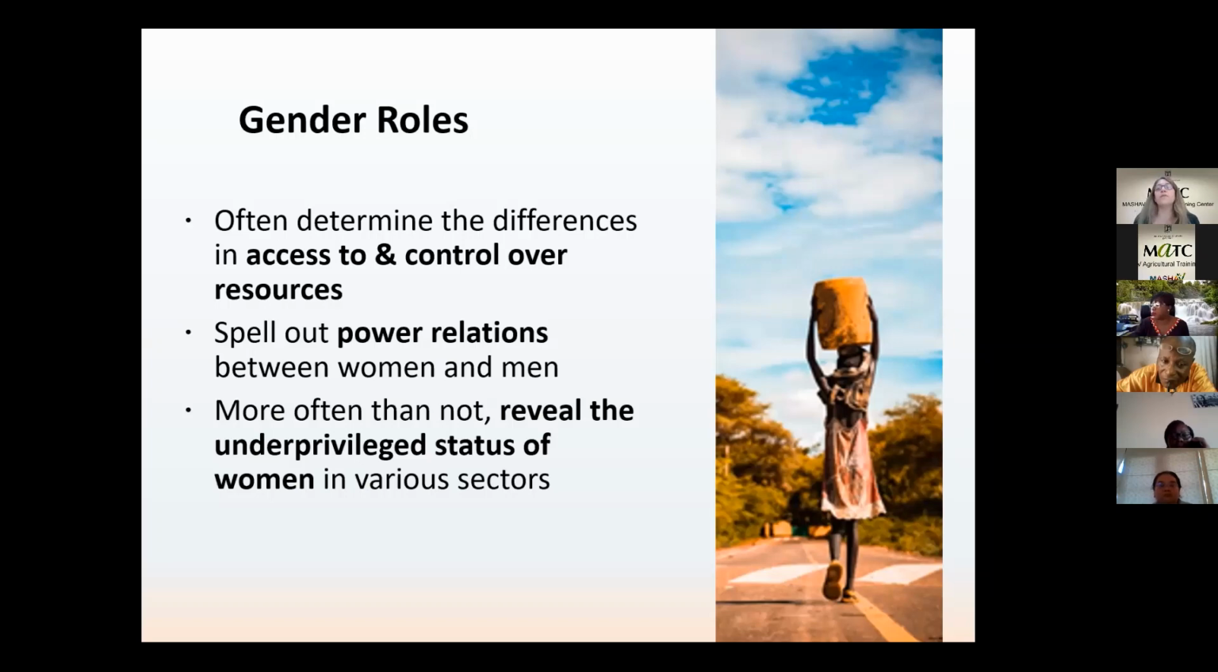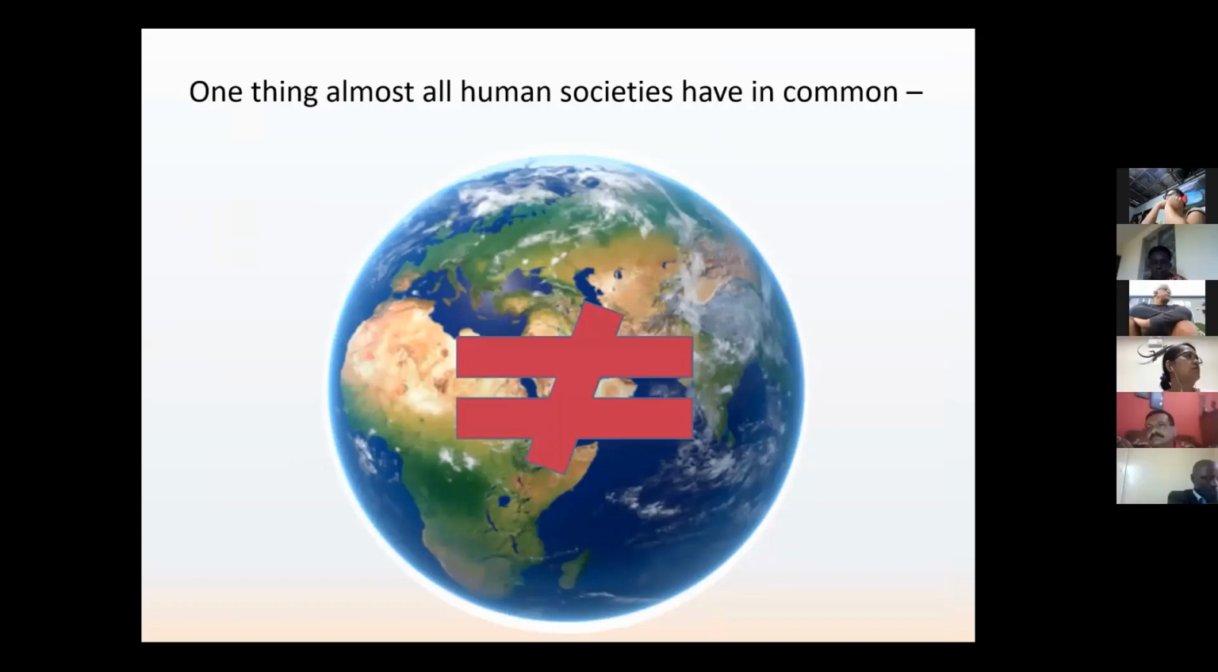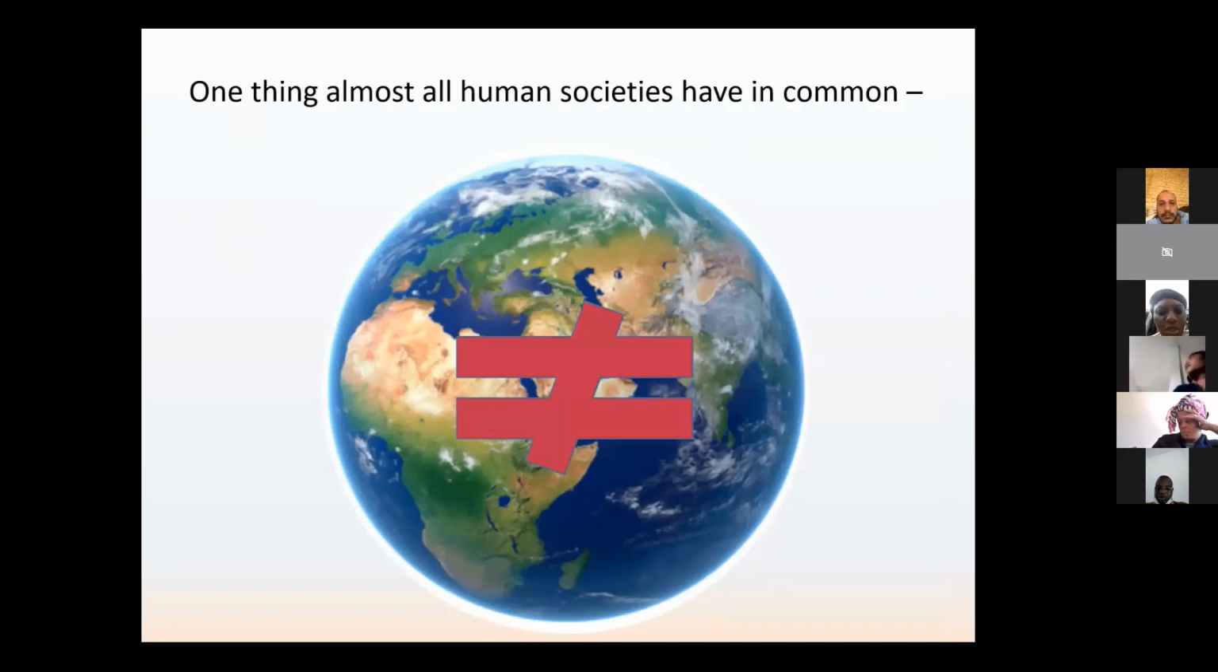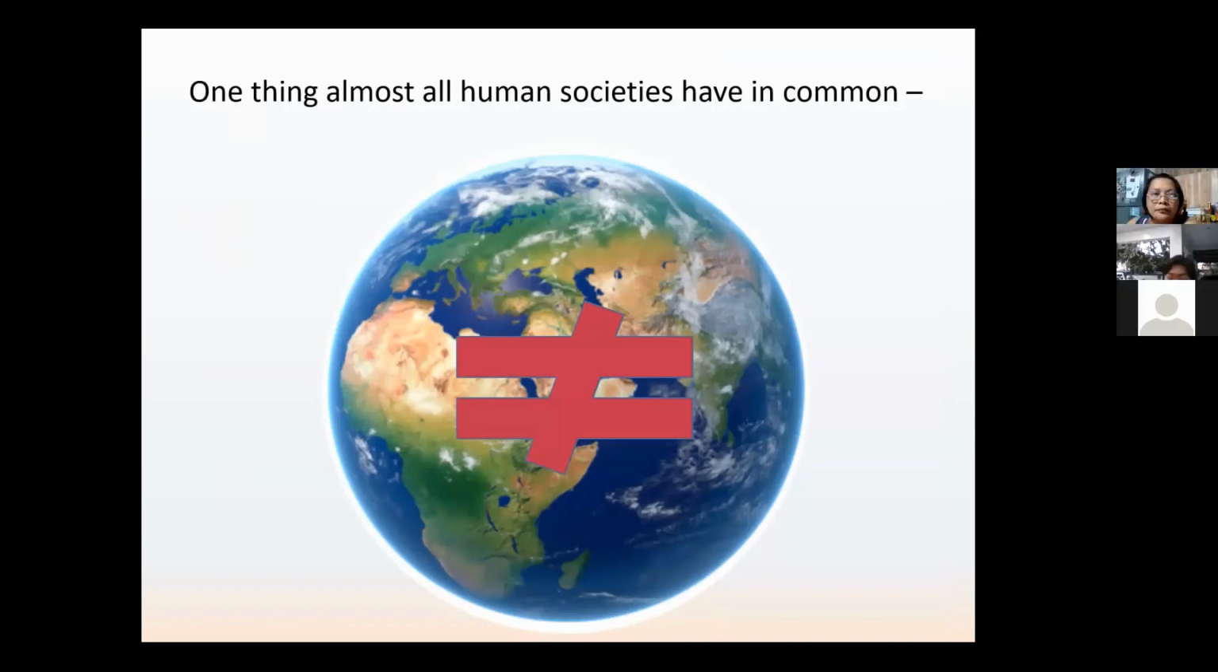One thing that almost all human societies have in common is the inequality, the gender inequality factor. I would give you an example from Israel. In Israel, for example, women earn on average 32% less than men in terms of global salaries. There are four main factors contributing to this. First, the number of hours being worked. Okay, so fair, if you're working more hours, you should be paid more.